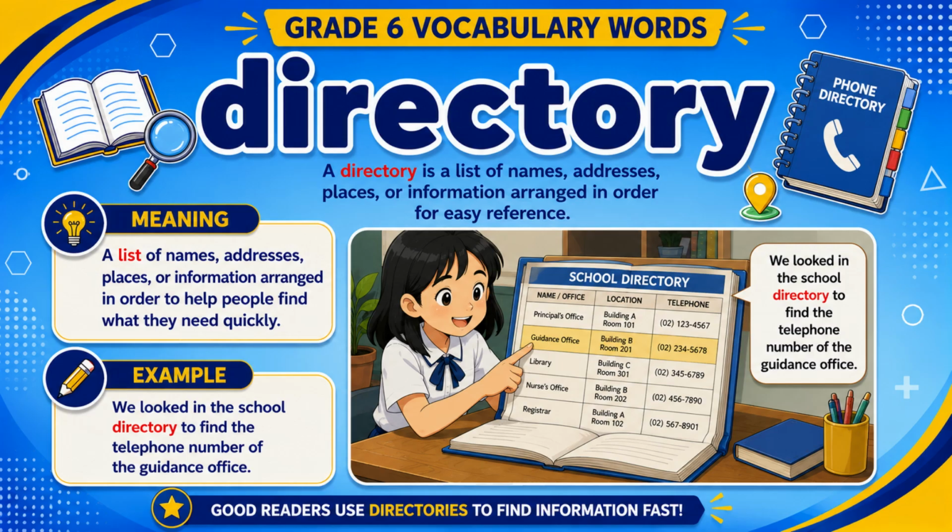Our next word is directory. A directory is a list of names, places, or information arranged in an organized way. For example, a school directory lists teachers, offices, and contact information. A directory helps people quickly find the information they need.